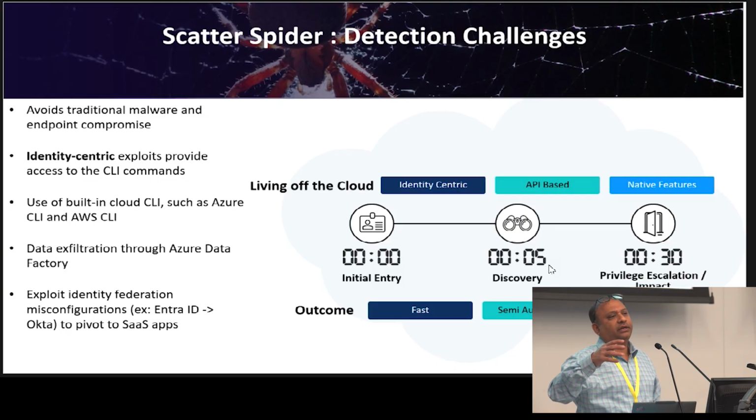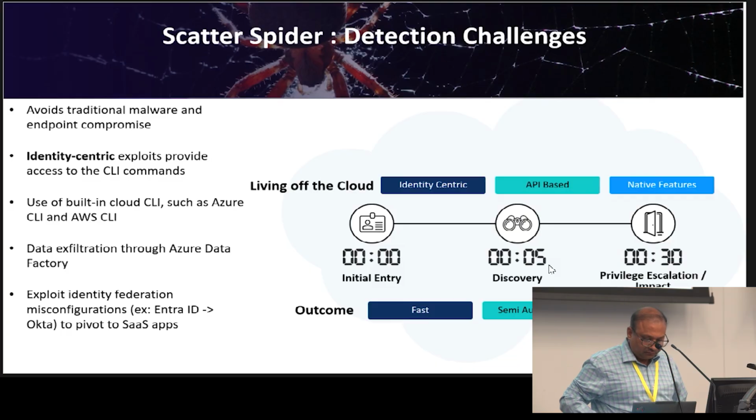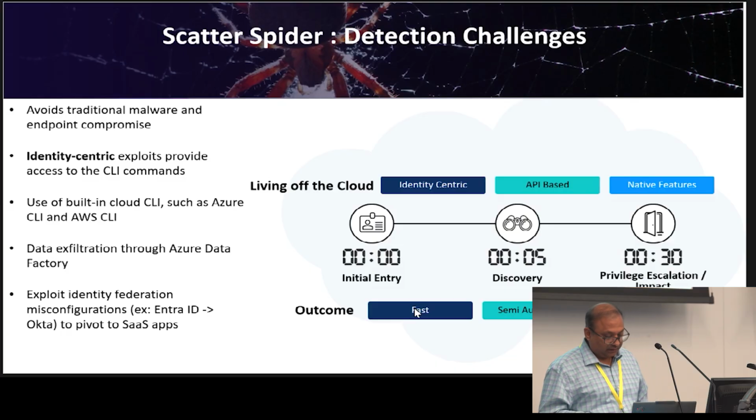They're not bringing any new tools. They don't need any new toolkit. But in the last phase, before they deploy ransomware, they bring in a lot of things for data exfiltration. Other than that, they are not doing anything different from an actual employee. They use all of the modern things, for example, Azure Data Factory to exfiltrate data. So it's identity-centric, API-based, native features, nothing new. The outcome is fast, semi-automated, and it's similar to DevOps, just like any other job.